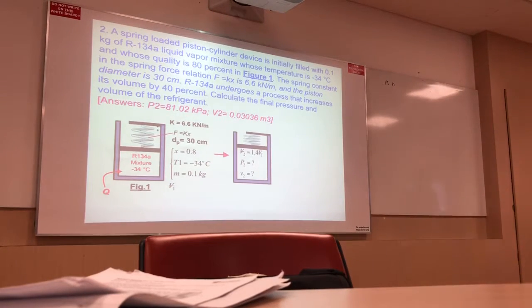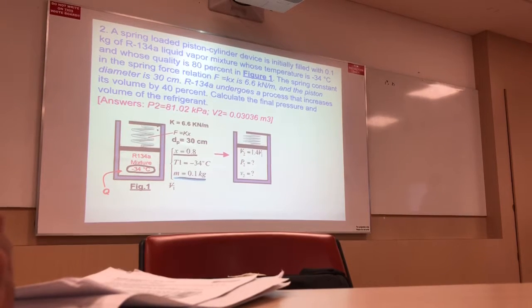So, what can I do here? So, what is the initial state? State 1 tells me something, right? State 1 tells me minus 34 degrees Celsius with a mixture, right? And quality 80%, and total mass is 0.1 kilograms, given.